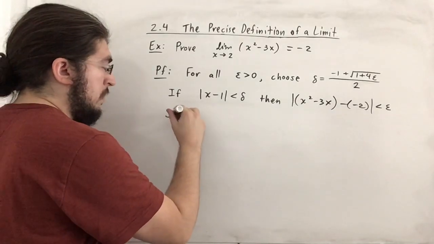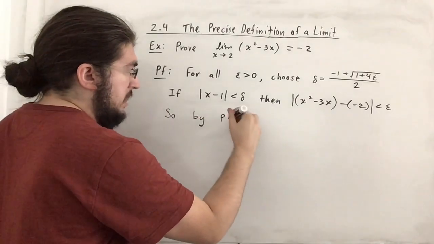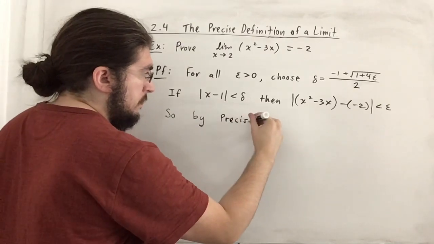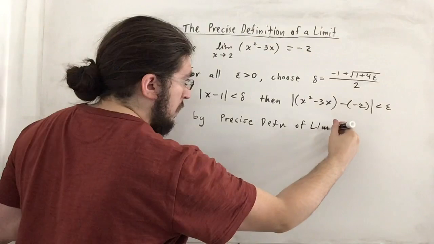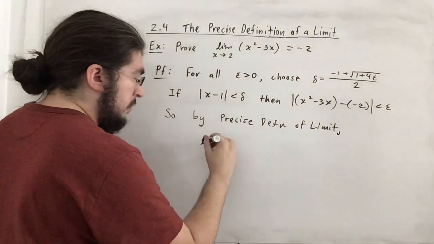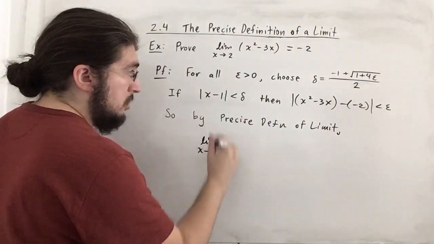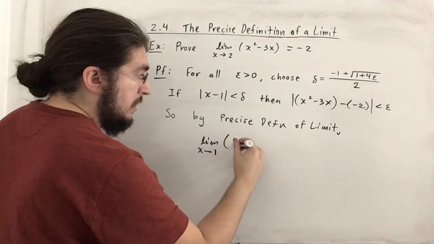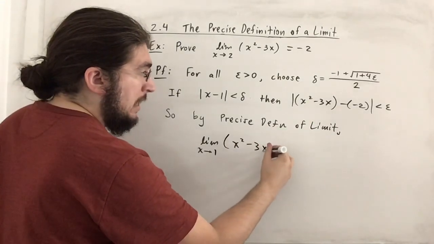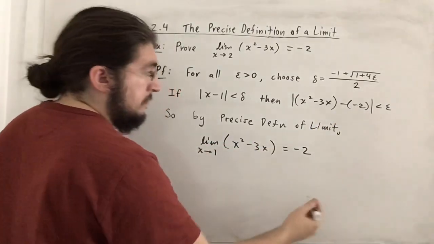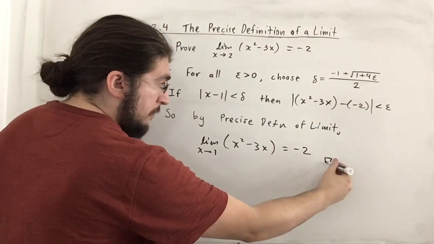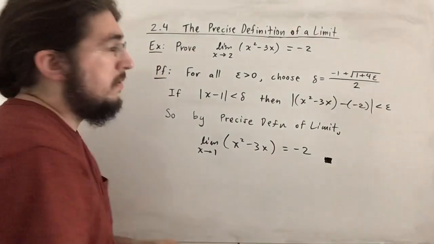So by the precise definition of limit, we can say with certainty that the limit as x goes to 1 of this expression x squared minus 3x is equal to that limit, negative 2. And that completes the proof, and we can write a tombstone here for the completion of the proof.